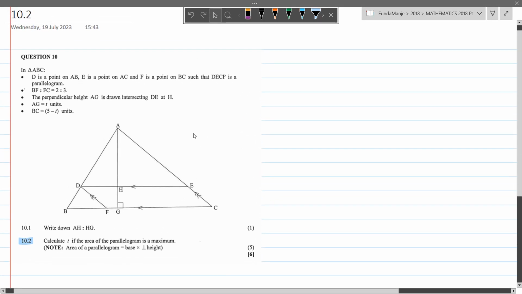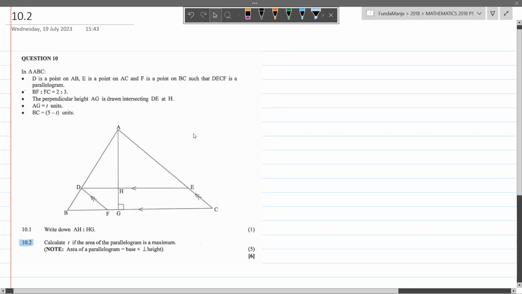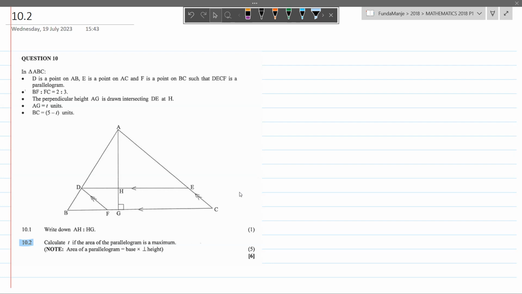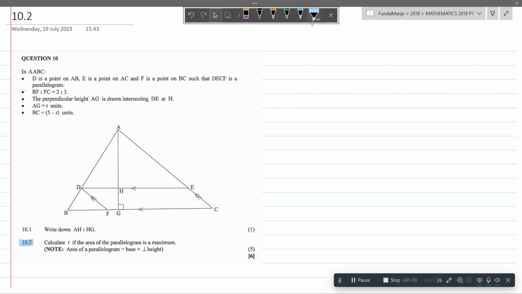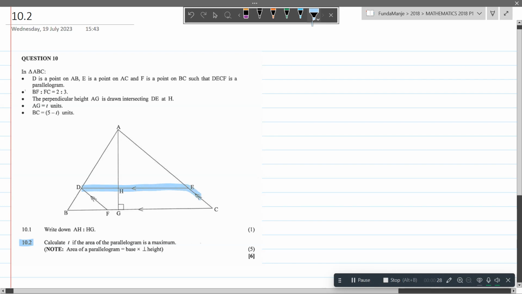So calculate T if the area of the parallelogram is a maximum. Note area of parallelogram is equals to base times height. So on our question, our base would be FC. So if I were to highlight my parallelogram that we're working on, it's this.